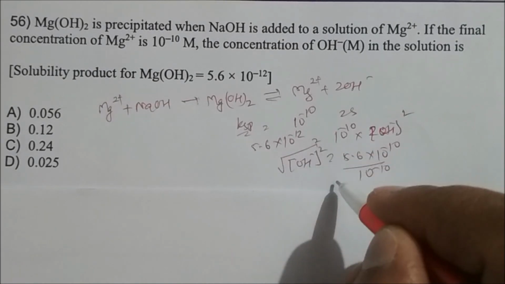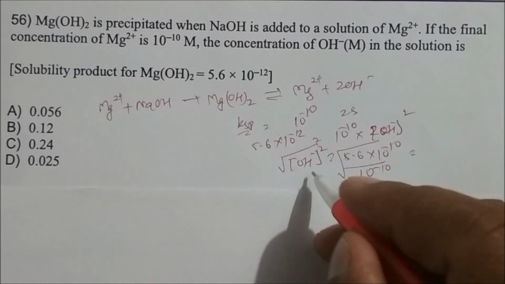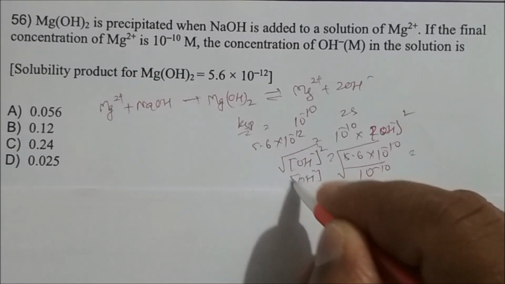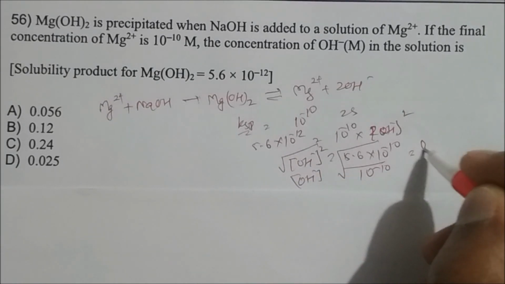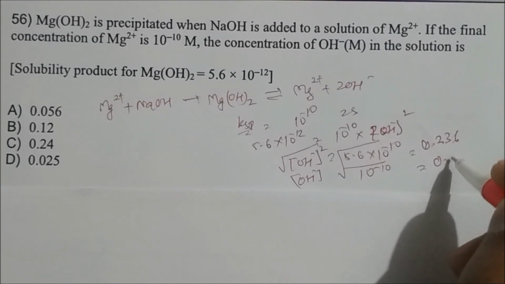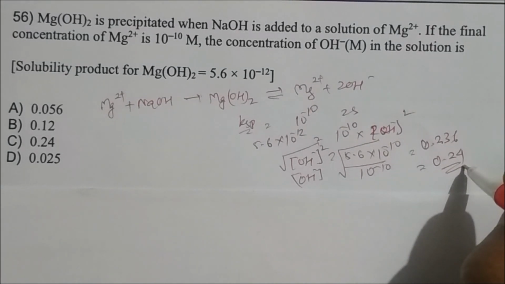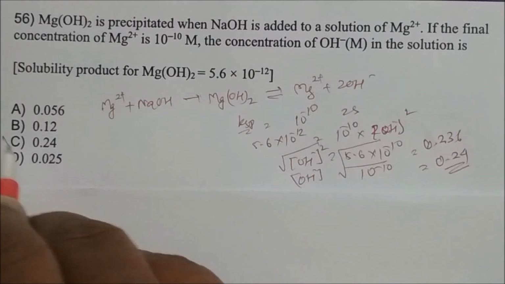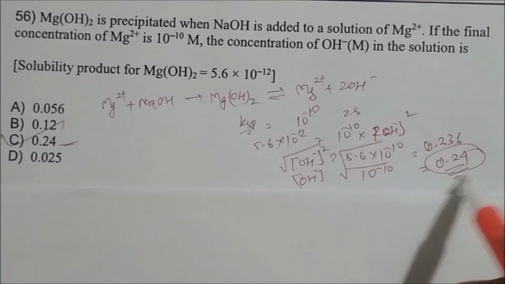If you take the square root on both sides, this becomes the concentration of OH minus, and this will give you the value 0.236, which is almost equal to 0.24. So if you see the options, option C is correct. We are getting this value.